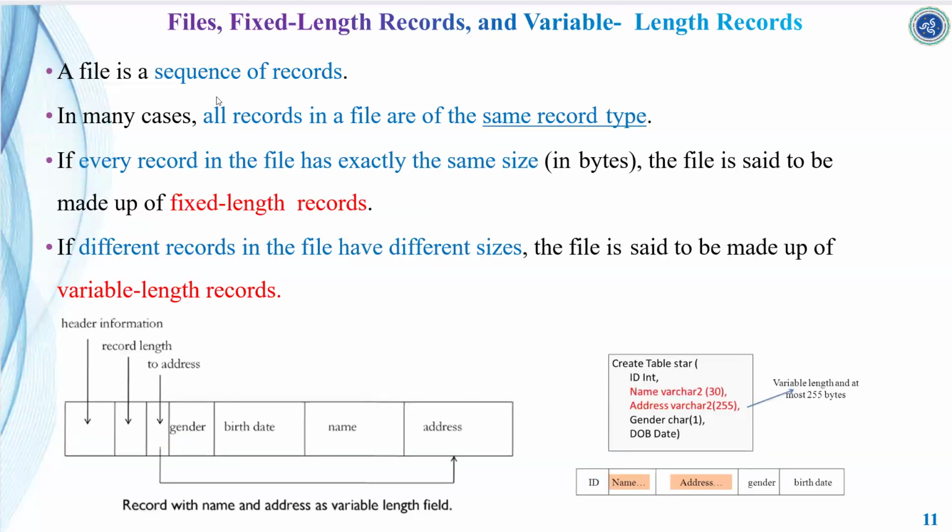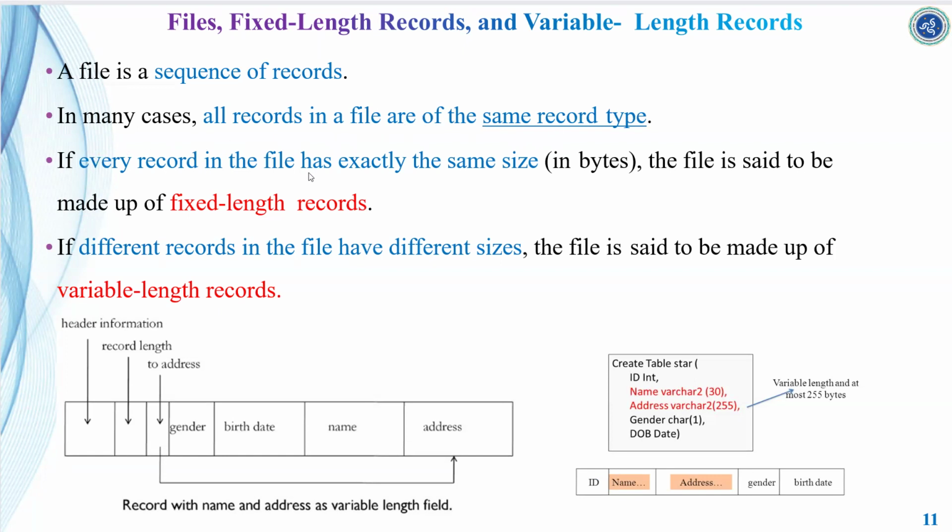Next one is files, fixed length records, and variable length records. A file is a sequence of records. What is a record? A record is a collection of entities and relationships, or the data together. And a file is a collection or sequence of records. In many cases, all the records in a particular file are of the same record type. That is very important.